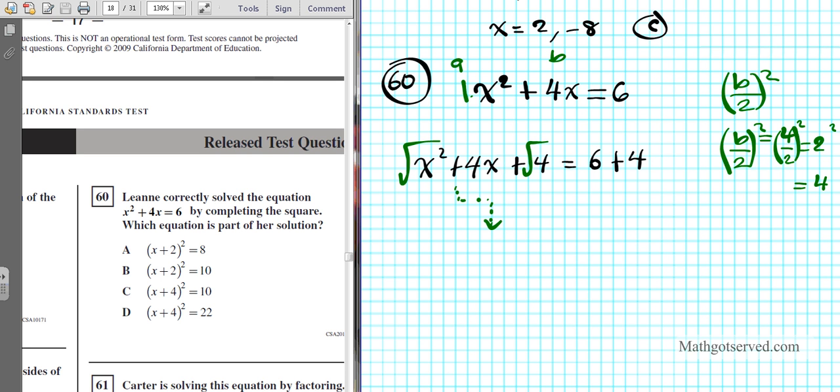So what is the square root of x squared? The square root of x squared is x plus the square root of 4 is 2. Quantity squared, 6 plus 4 is 10. All right, so we're not doing the whole problem, we're just doing one step. So which one matches this option in question 60? We can clearly see that the correct answer is option B. So there you have it.